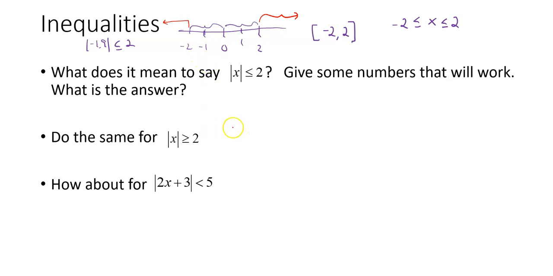So for that one, I'm going to say x values that are greater than or equal to 2, or x values that are less than or equal to negative 2. That's what it means when it's greater than. So a less than or equal to is an and situation. A greater than or equal to is an or situation. So I could write this in interval notation by saying numbers from negative infinity to negative 2 joined with x values that are between 2 and infinity.